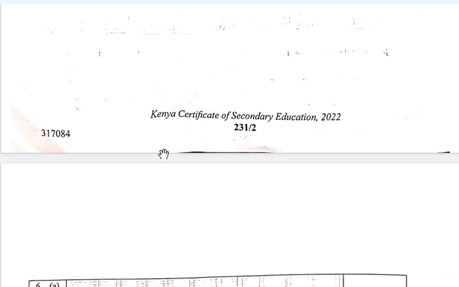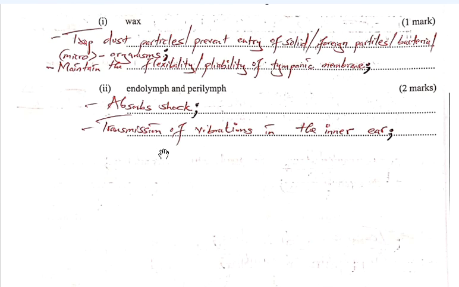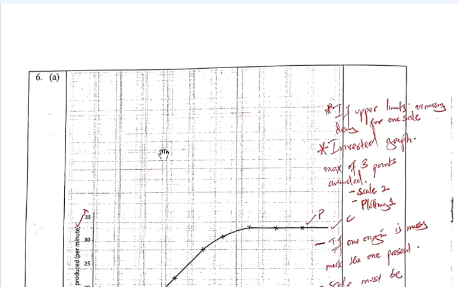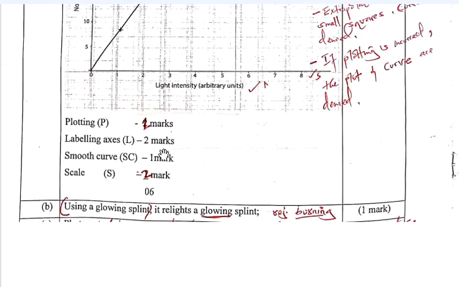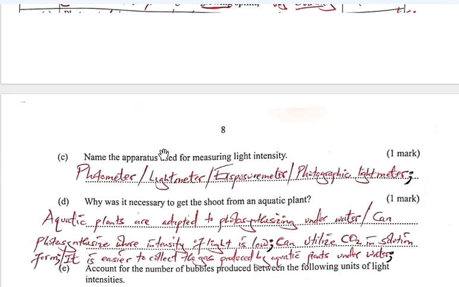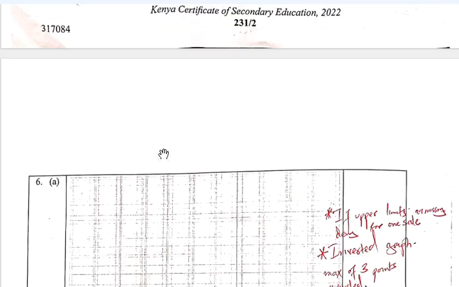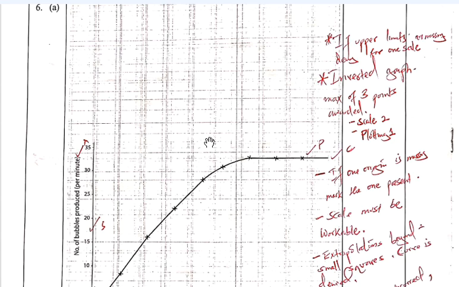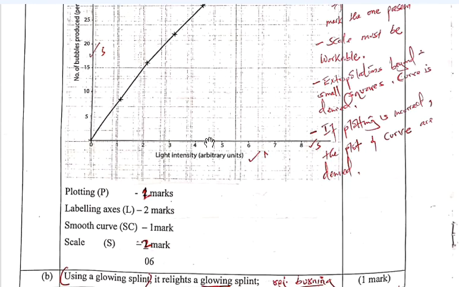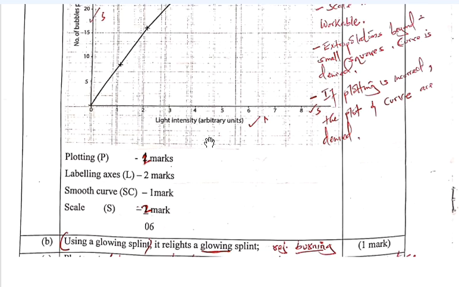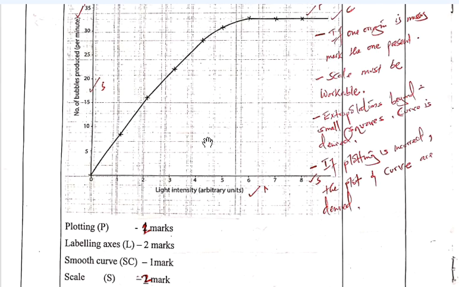Let's move on to the next question. And the next question is question 6, which is about the graph. And when drawing the graph, you should be very keen on plotting and labeling of the axes because they earn marks, smooth curve, and the scale. And the graph should not be inverted.